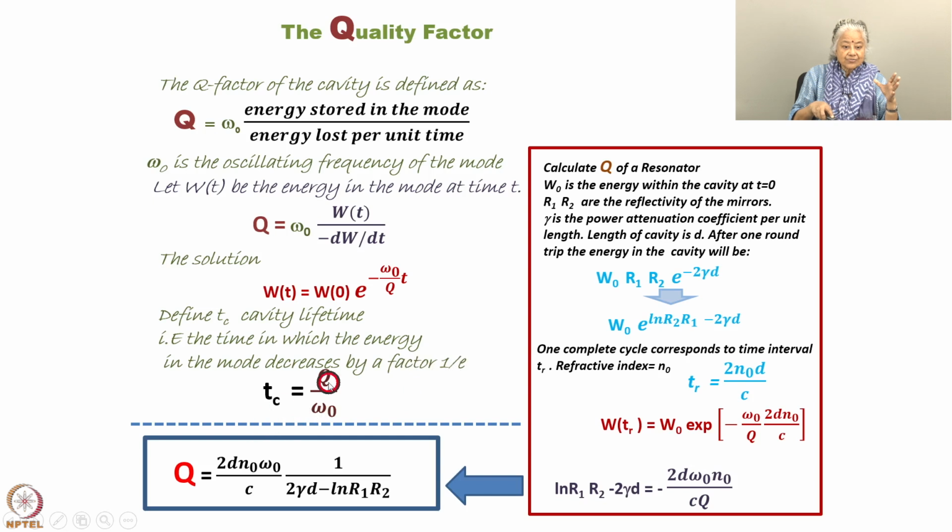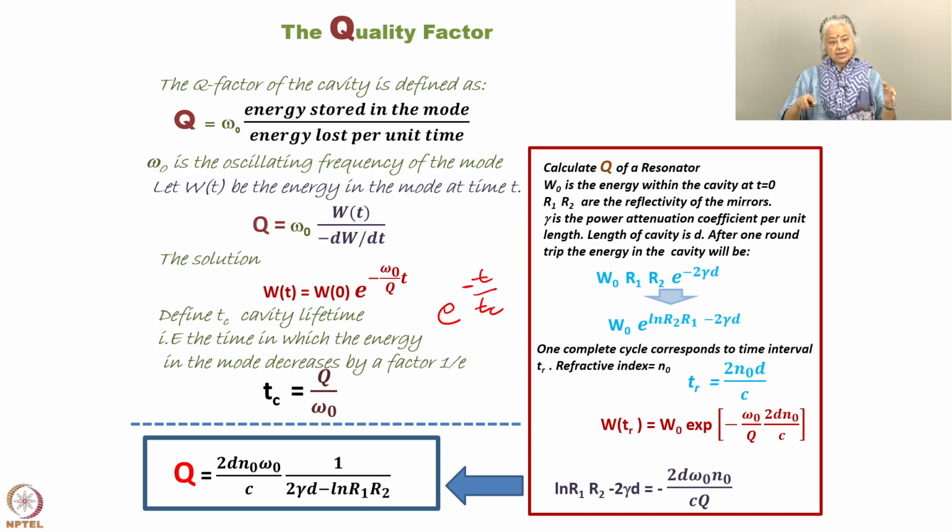So, tau c is defined as Q by omega 0. Okay. When you substitute this tau c in this equation, it just becomes e to the power minus t by tau c. Okay. So, that is just another way of writing it.